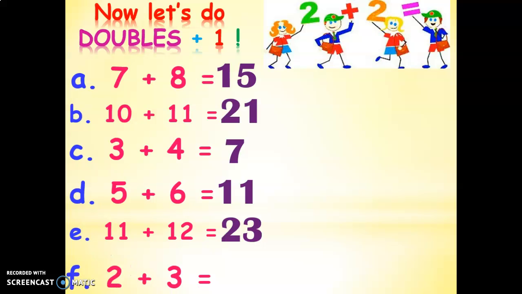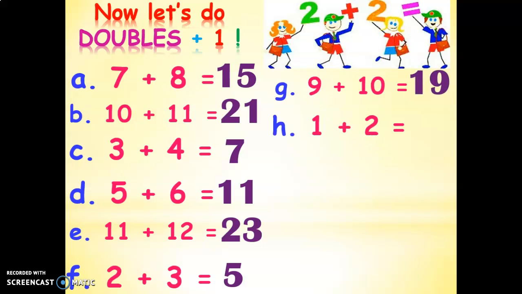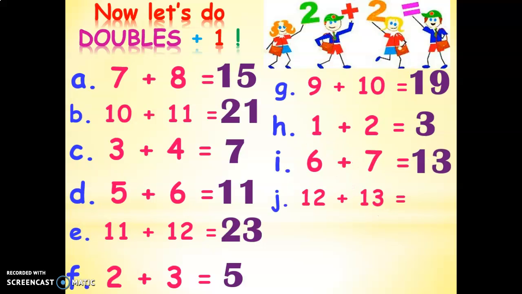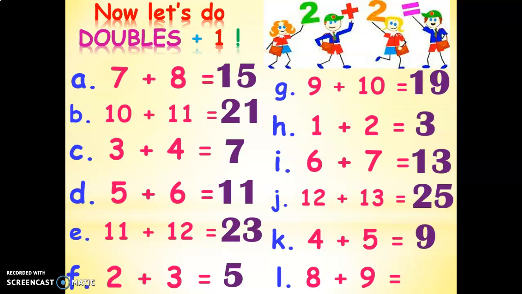How about 2 plus 3? This is equal to 5. Next one, 9 plus 10 is 19. 1 plus 2 equals 3. 6 plus 7 is 13. You have 12 plus 13. The answer is 25. 4 plus 5 equals 9. And 8 plus 9 equals 17.